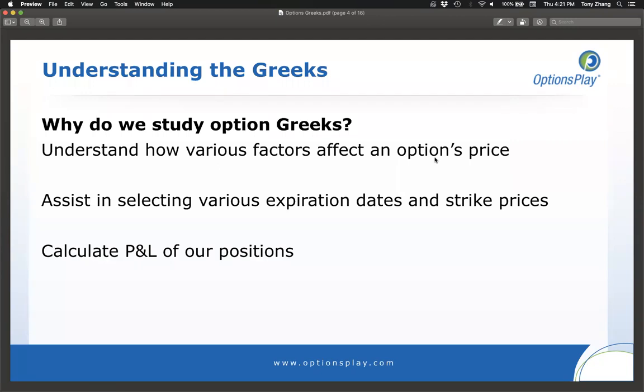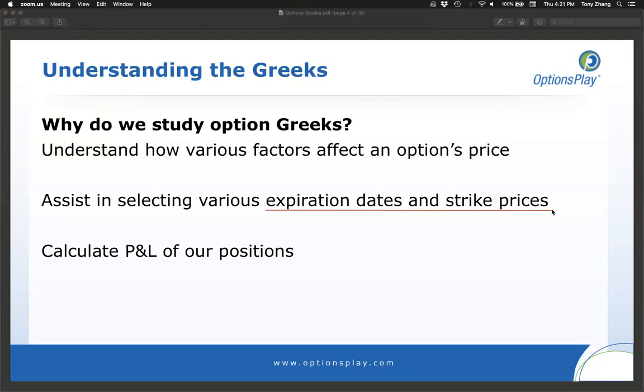The second reason is because they're very useful in helping us select various expiration dates and strike prices. In my opinion, whenever you're trying to trade a strategy, the first thing you have to do is pick an expiration date and a strike price. How do you go about doing that? Option Greeks give us some pointers as to where we want to look and where we should start.